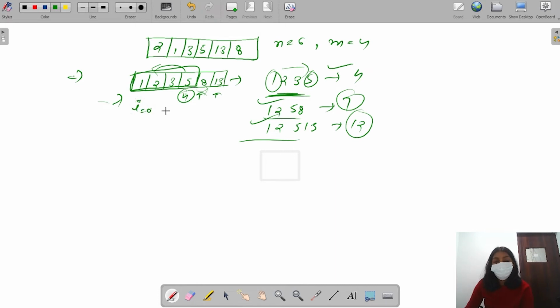My index here is equal to 0. I will be making a frame from i equal to 0 till i plus m. m here is 4, so i is 0, and 0 plus 4 minus 1, that is 4 minus 1, is index 3. This is index 3 actually. So from i equal to 0 till 3 I will be making a frame.